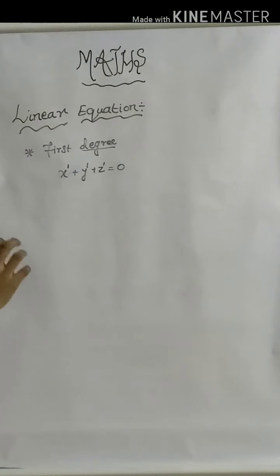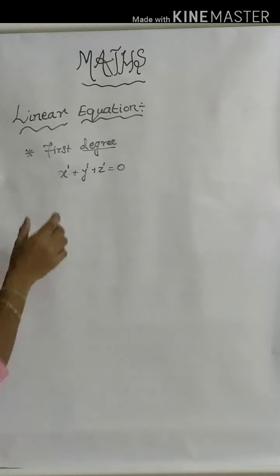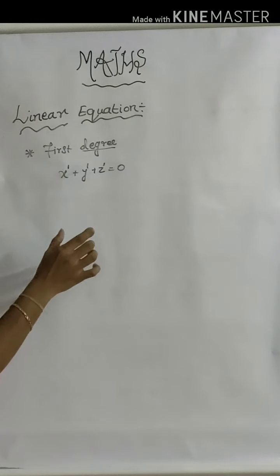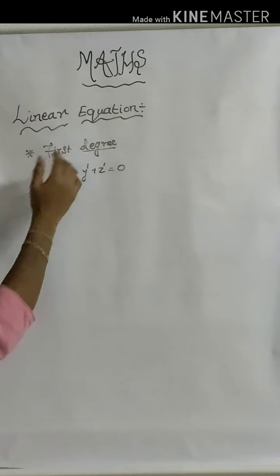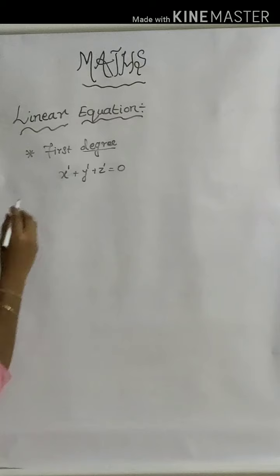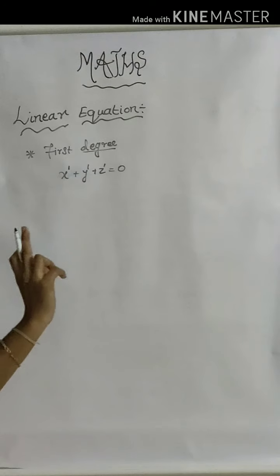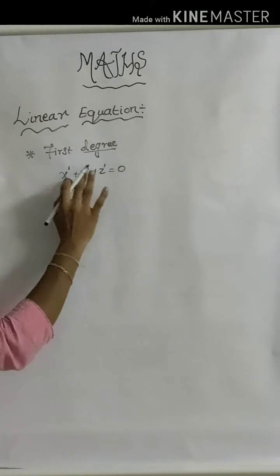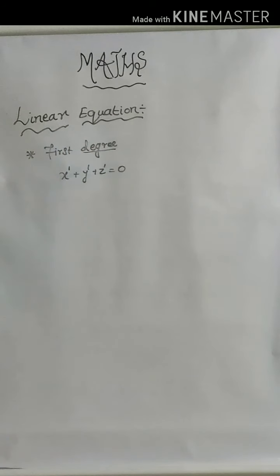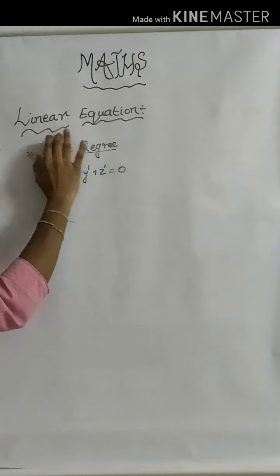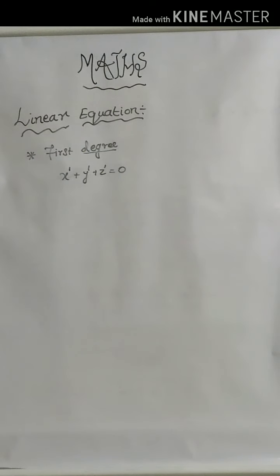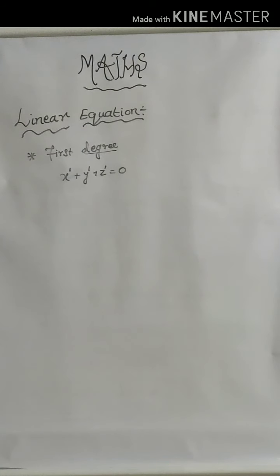Degree means we have to compare the powers of the given terms. The first term has the power 1. The second term power is also 1. The third term power is also 1. What is the highest power of the given equation? It is 1. If the degree is 1, then the equation is called a first degree equation, that is, a linear equation. But here we have 3 variables. So we call that equation a linear equation with 3 variables.